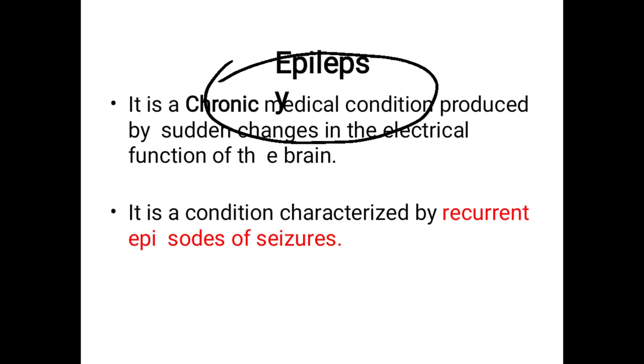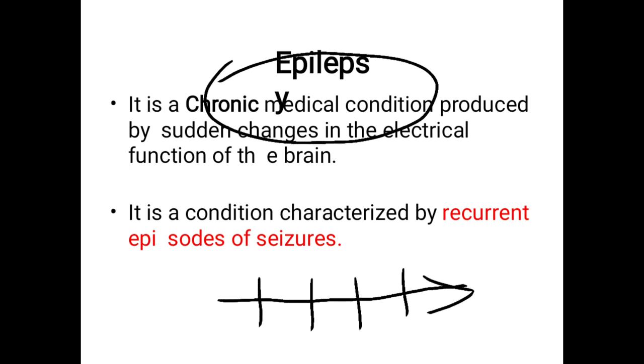Why does epilepsy happen? It is due to sudden changes in the electrical function or the nerve impulses in the brain. For example, nerve impulses are transferred from one nerve to the second, then third, then fourth, and it reaches the brain. So they have some specific time in which they can reach the brain. Suppose, for example, they are taking 5 seconds to reach the brain.